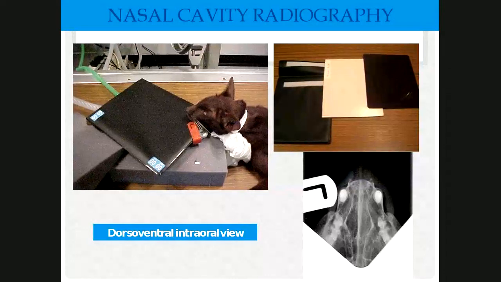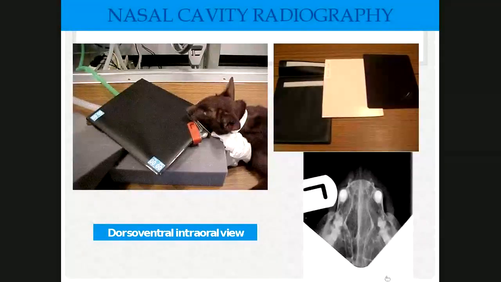The head is supported with foam wedges or foam blocks, and then the cassette is placed with its corner into the patient's mouth. Usually this requires non-screen film or plastic envelopes with small detail screens and a lead plate. These aren't easily available, and unfortunately normal cassettes are too thick to insert into the mouth, except for much larger dogs. And what's nice about this view is one will get the entire nasal passage, including the cribriform plate, into the view.